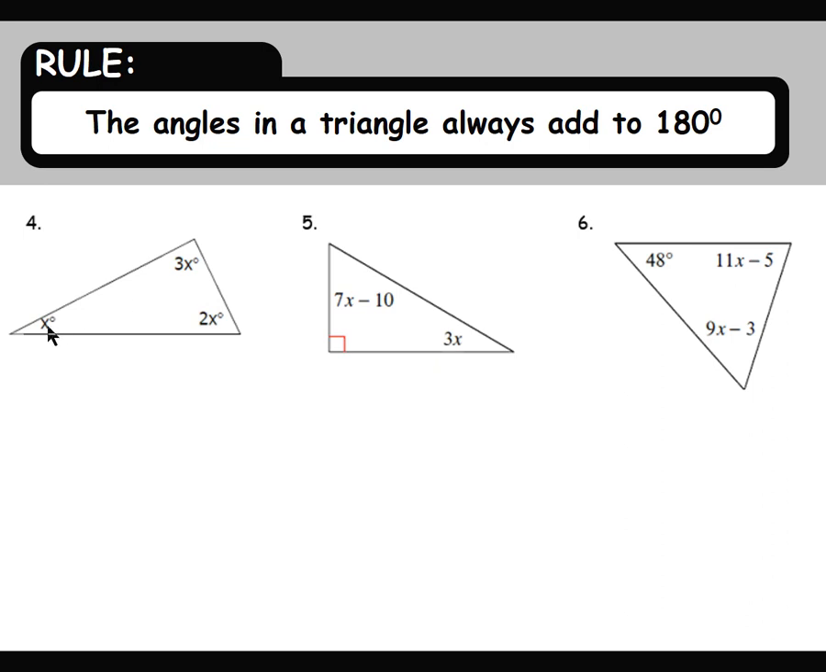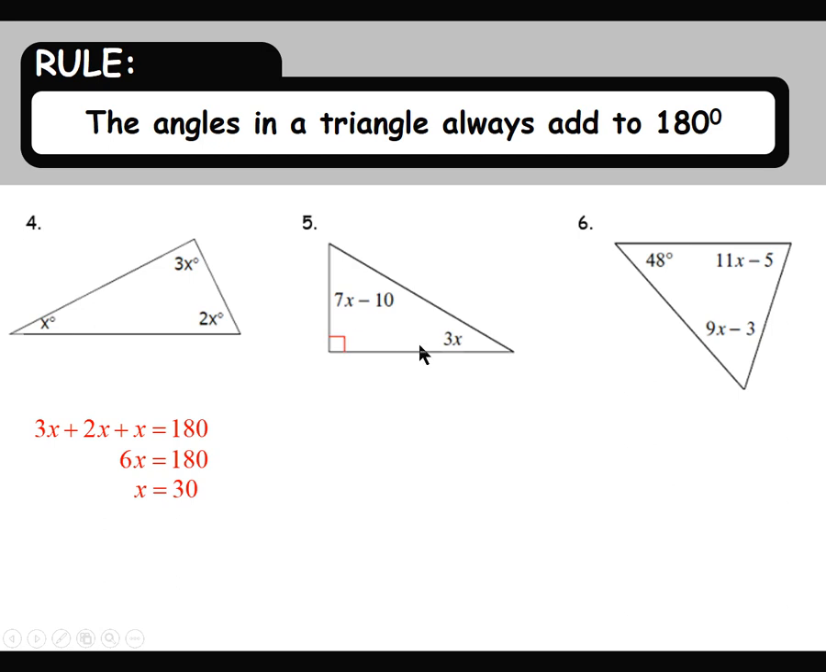So in this problem, I can say x plus 2x plus 3x is equal to 180. So we create our equation, and then simply combine like terms and solve for x. We'll have 6x is equal to 180, and divide by 6. We will have x is 30.